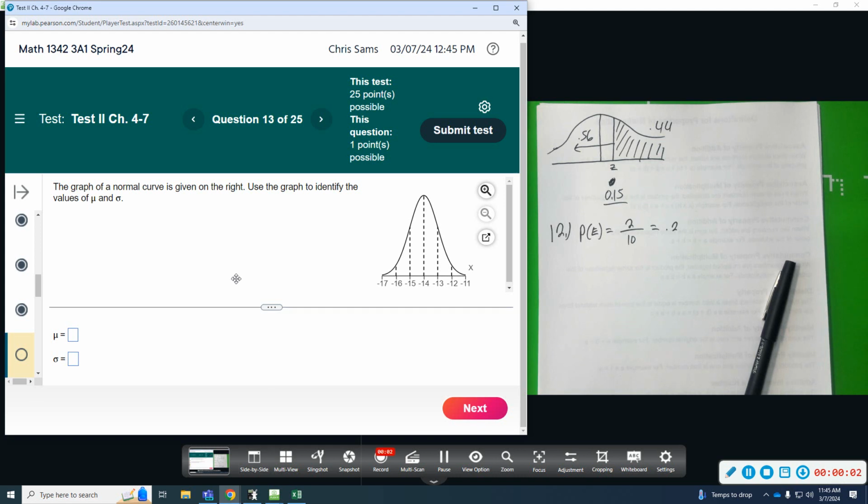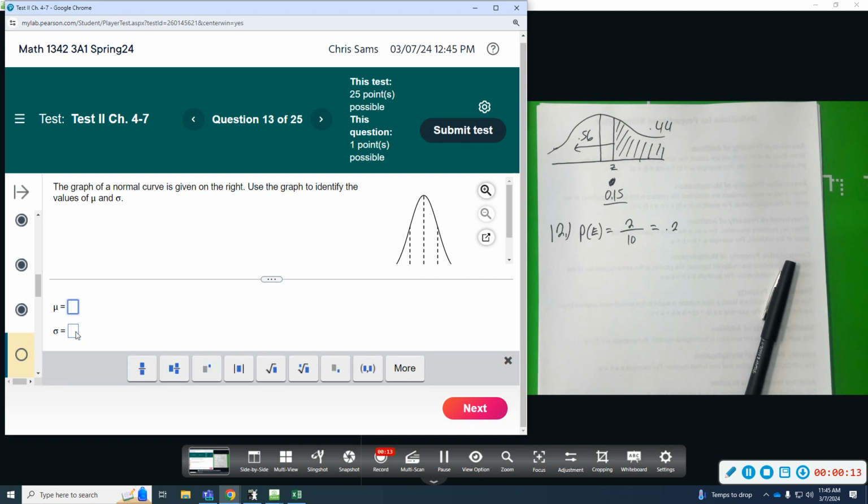Number 13, graph of a normal curve is right here on the right. We're going to use this graph to identify the mean and the standard deviation. So the mean is a high point. That's going to be the negative 14.